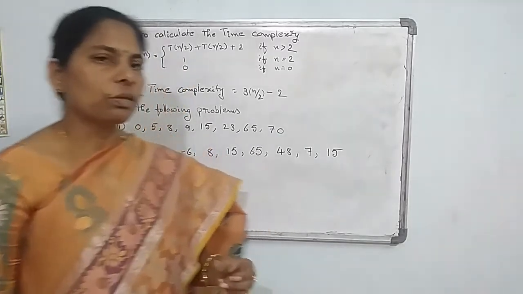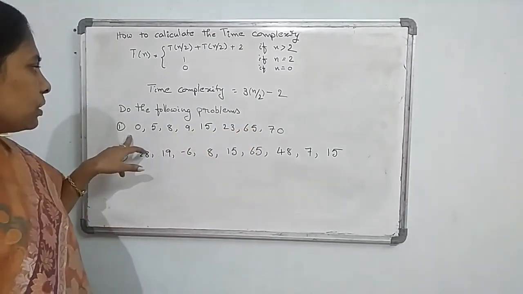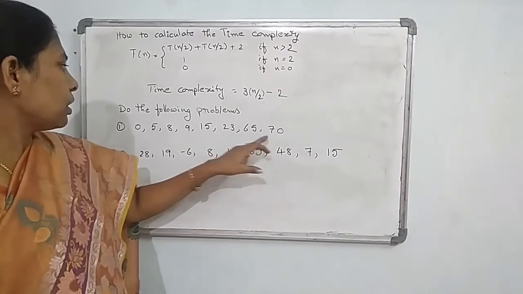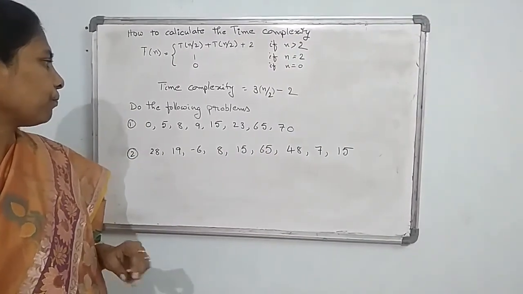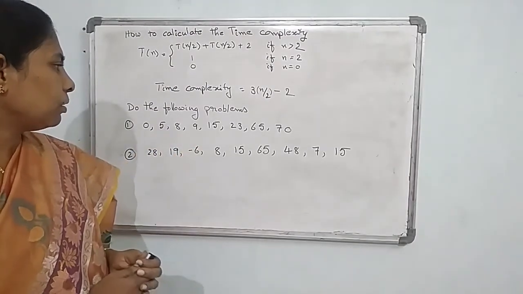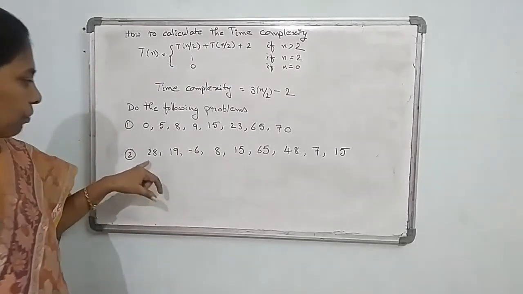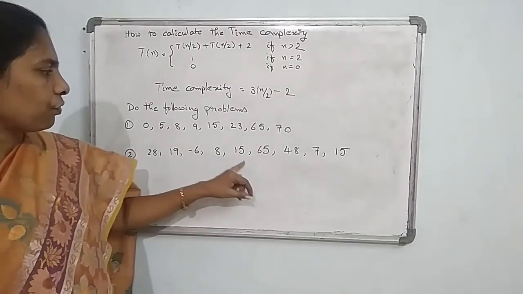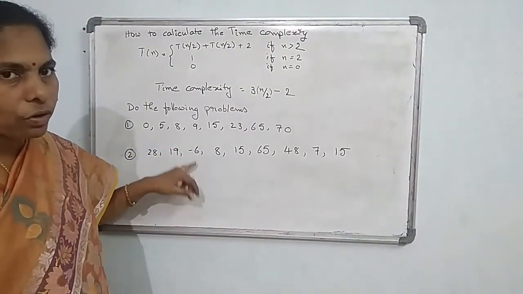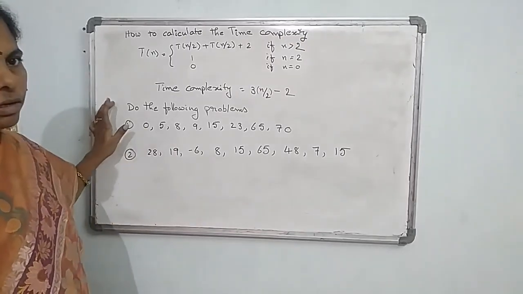Okay, now I am giving you some exercise problems. So do the following problems. The first one is 0, 5, 8, 9, 15, 23, 65 and 70. In that case you can find out what is the minimum element and what is the maximum element. And another one is 28, 19, minus 6, 8, 15, 65, 48, 7 and 15. Within that also you can find out what is the maximum and minimum element. So these are the two problems for exercise.